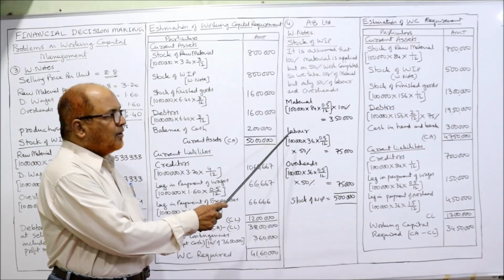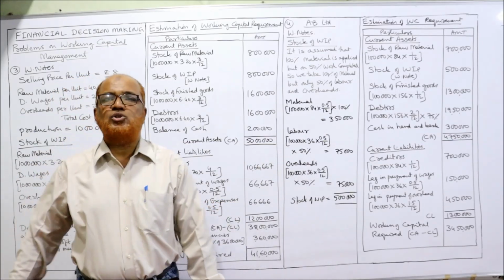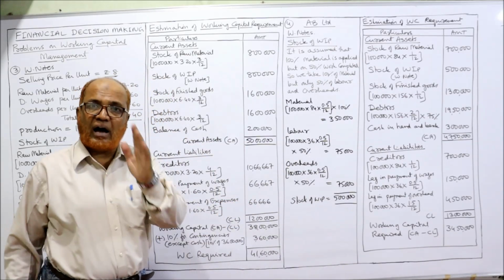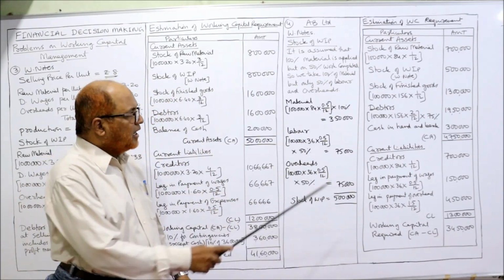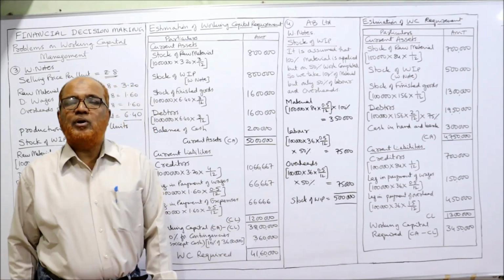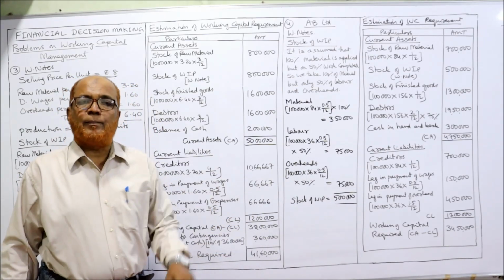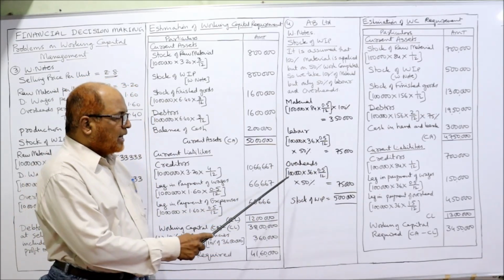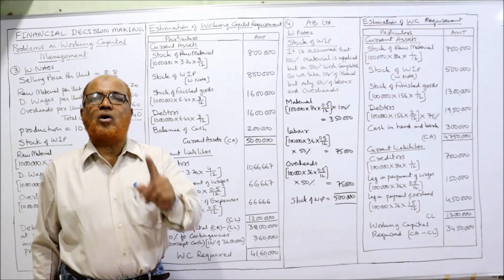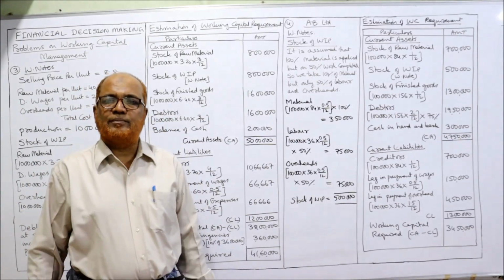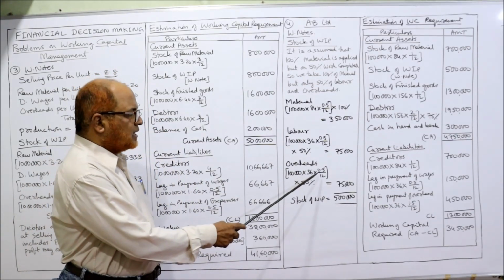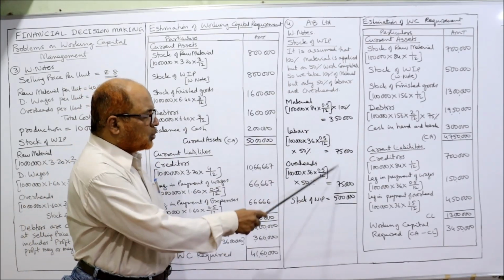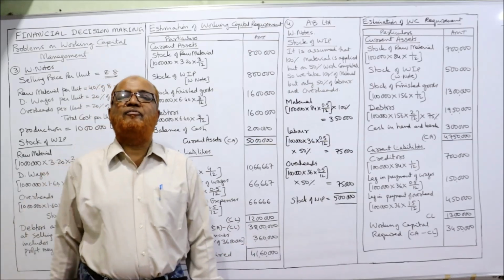Now labor. 1 lakh units into 36 rupees is the labor cost per unit, into 0.5 by 12, half month is work in progress, into 50%, because we assume only half of the labor is applied in WIP. So 75,000. Overheads. 1 lakh units into 36 rupees is the cost of overheads per unit. Overhead per unit 36 into 0.5 by 12 into 50%. Half. 75,000. So total stock of WIP is 5 lakh.